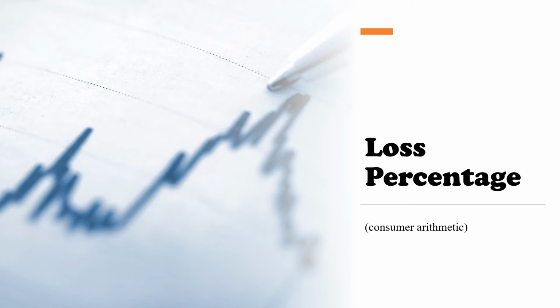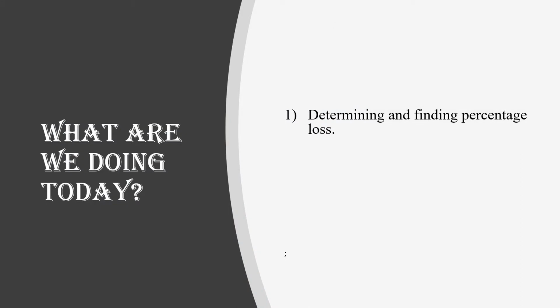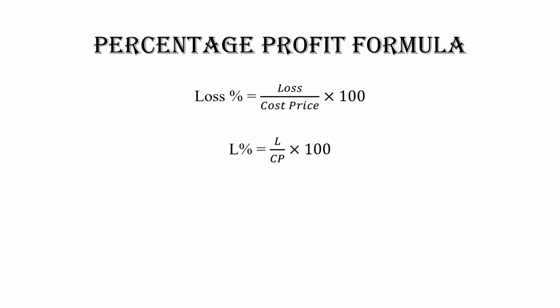And today we're going to continue our series of consumer arithmetic. Our focus today will be looking at loss percentage. Today we are simply determining and finding our percentage loss, in the event that we have to determine what the percentage loss was, and also finding, if they give us the percentage, how much it is that we lost. So here we have the formula that we're going to be working with.